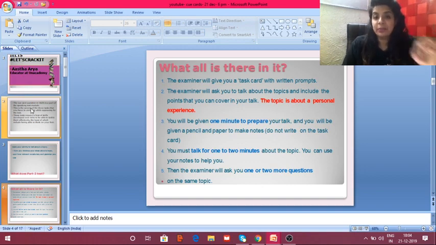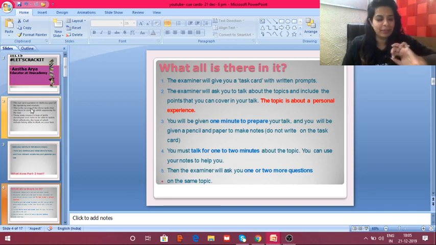So what all is there in a cue card? The examiner will give you a task card or a cue card with written prompts. The examiner will ask you to talk about the topic and include the points that you can cover in your talk. The topic is about a personal experience most of the time. You will be given 1 minute to prepare your talk. Yes, just 1 minute you will have to prepare. And then you will be given a pencil and a paper to make some notes.